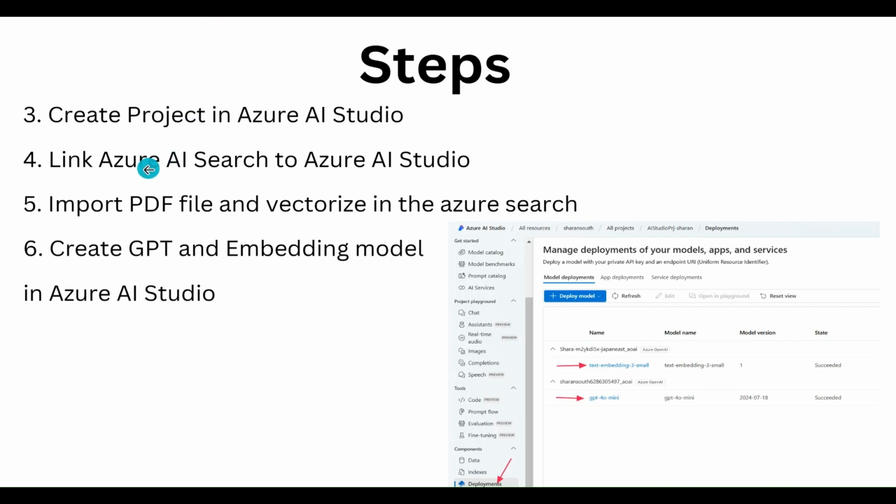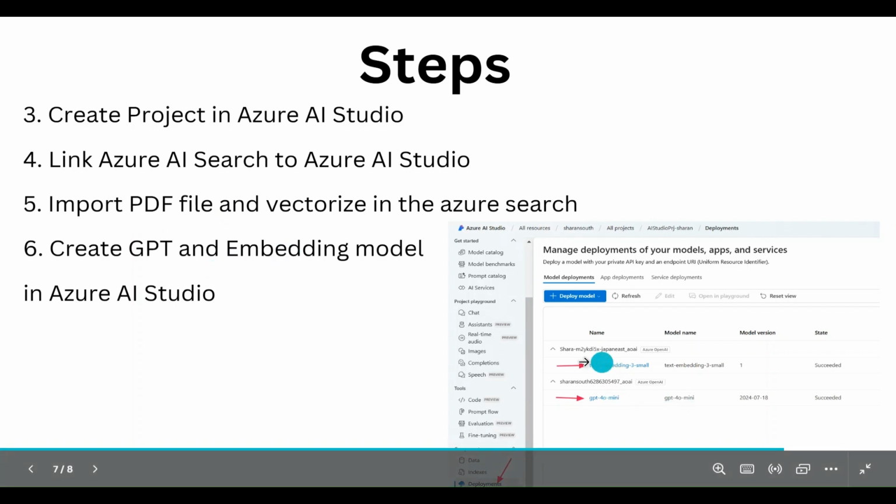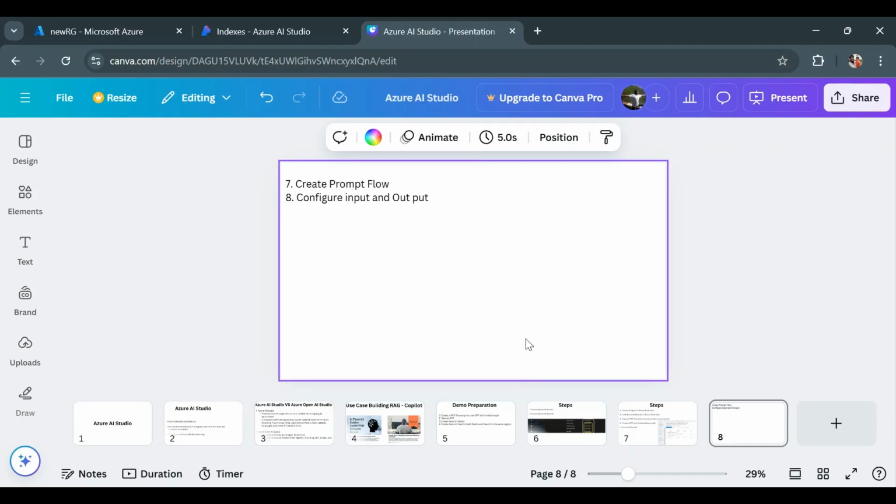Then in that project, you link the Azure AI Search to Azure AI Studio, import the PDF file, and vectorize it into the AI Search. Then you have to create a GPT and embedding model, which I have shown here. Once you create the GPT and embedding model, go ahead and create the prompt flow. From the prompt flow, you configure your input and output parameter expectations. Based on that, whenever you query some data, it will show you the outcome results. Now I will jump onto my Azure portal, where I will showcase how the entire demo setup looks.